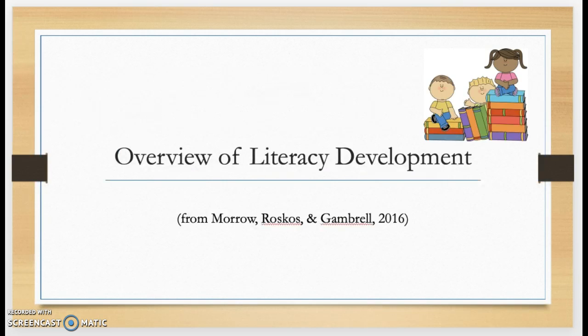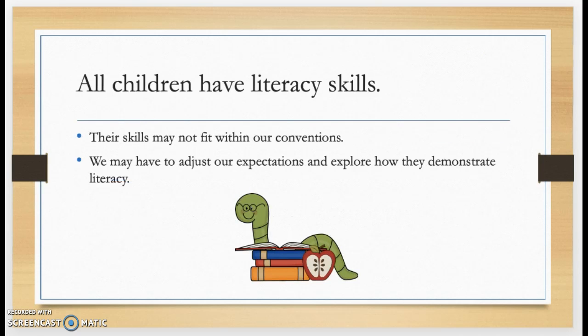So let's just move through and talk about what literacy development entails. And again, this is a summary of one of our book chapters. We know that all children have literacy skills. So some of their skills may not fit into the conventions, or our children might not communicate or be literate in the way a typically developing child might be, or the way we expect. So sometimes we have to adjust those expectations and use different strategies to extract those literacy skills to be able to identify them or to be able to assess them.